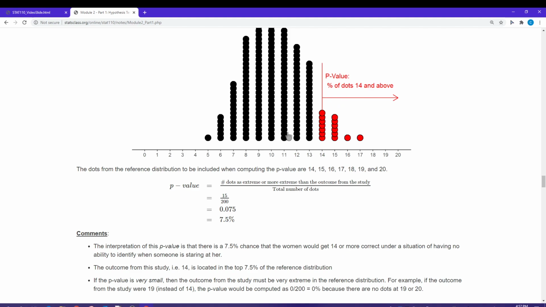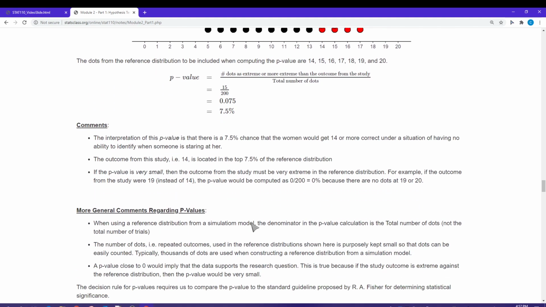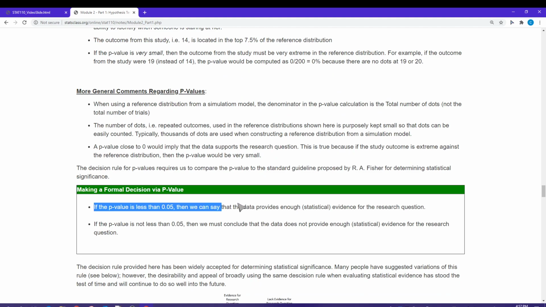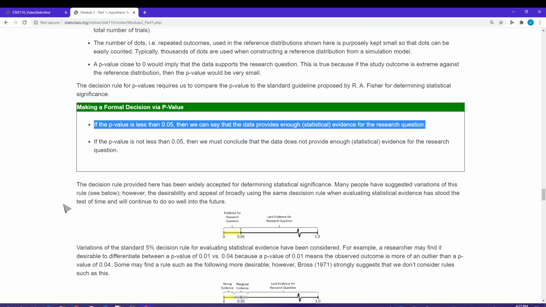If this p-value was 3%, then we're not going to have very many red dots out here, and that would be pretty extreme. And we would say that it does have enough evidence. So again, the rule is, if the p-value is less than 5%, then we have enough evidence for the research question.